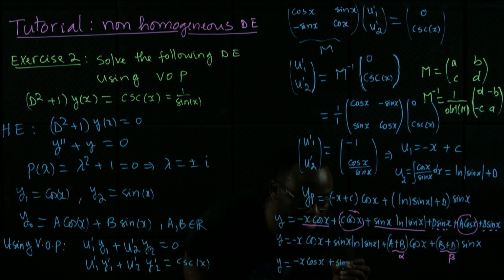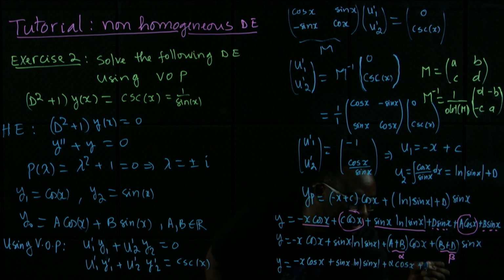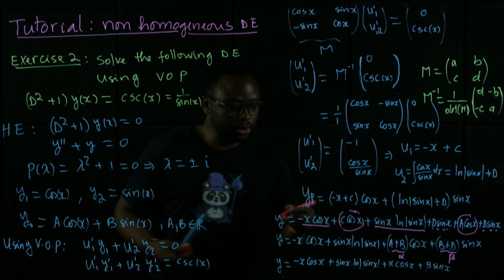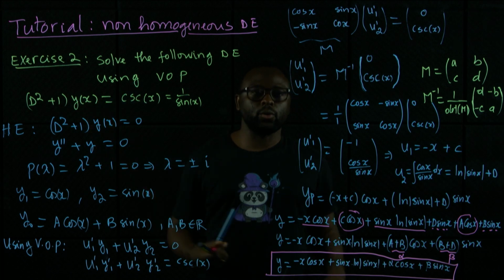y equals minus x cos x plus sin x times the logarithm of sin x, plus alpha cos x plus beta sin x. So this is the final solution. This is the solution to this differential equation.